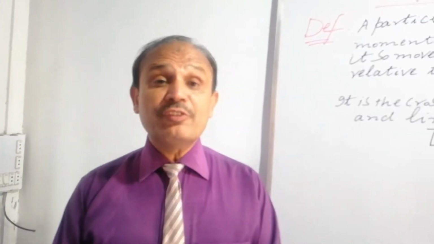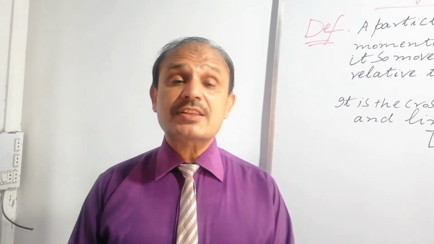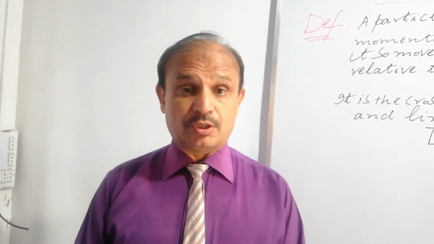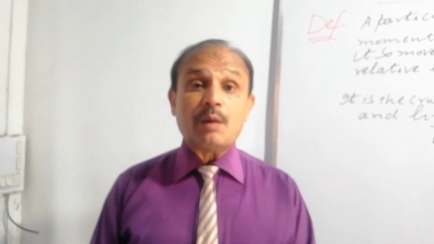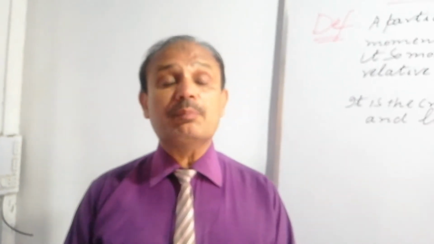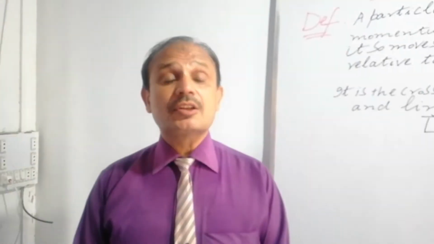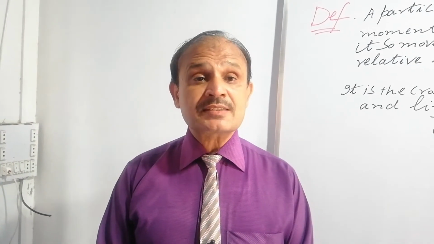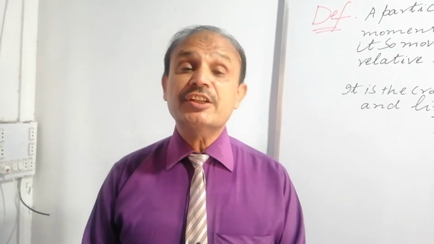But if a body is moving in a circle, then its momentum is angular momentum, its acceleration is angular acceleration, its velocity is angular velocity. So students, now we are in a position to define the angular momentum. A body is said to possess an angular momentum about a reference axis if it so moves that its angular position changes with respect to the reference axis. And its another definition is, it is the vector product of position vector and linear momentum.